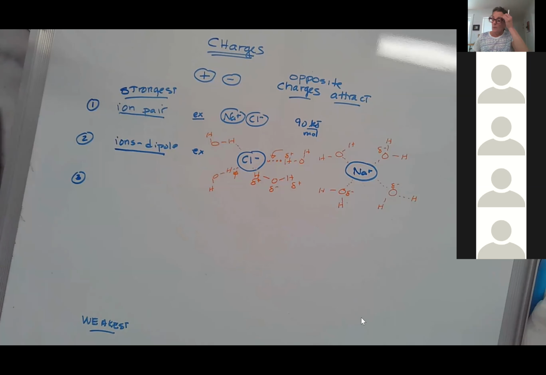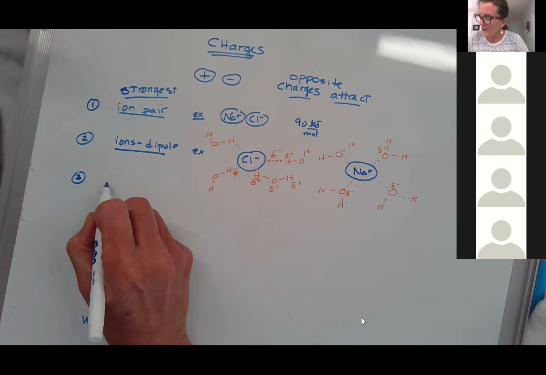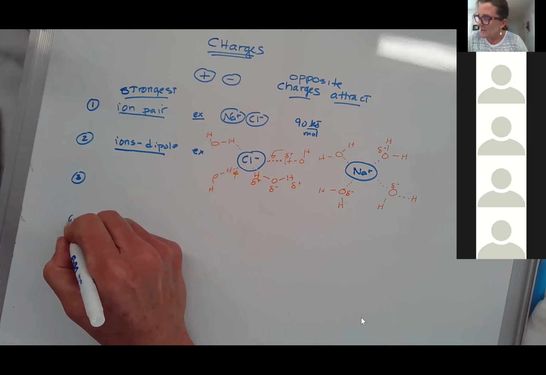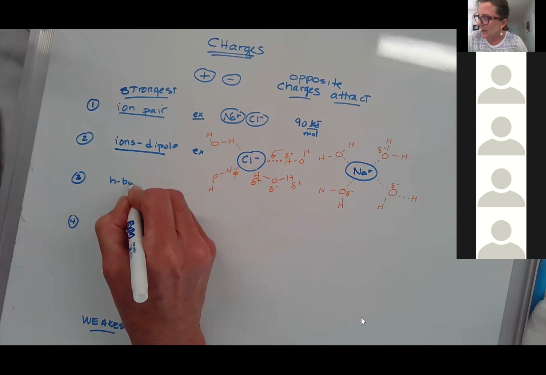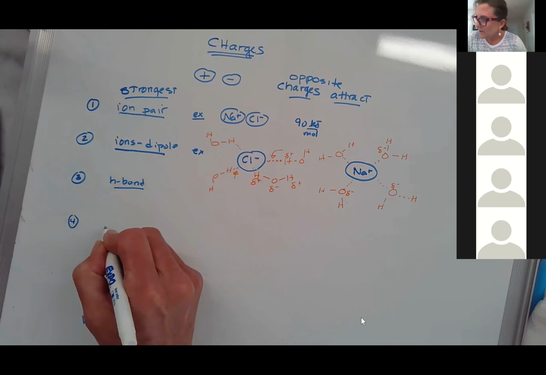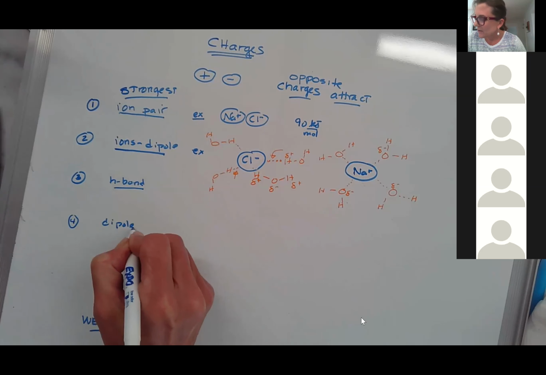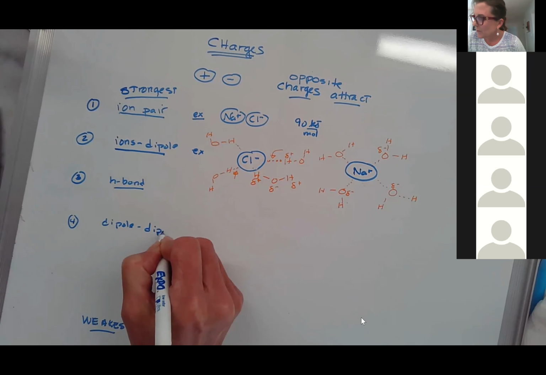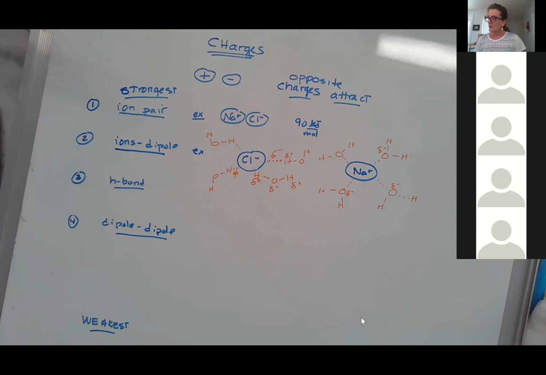Okay, and actually I'm going to skip down. The next one is the hydrogen bond, but it's a special kind of this one, which is called a dipole-dipole interaction. So I'm going to explain the dipole-dipole first. So a dipole-dipole interaction is between two dipoles.